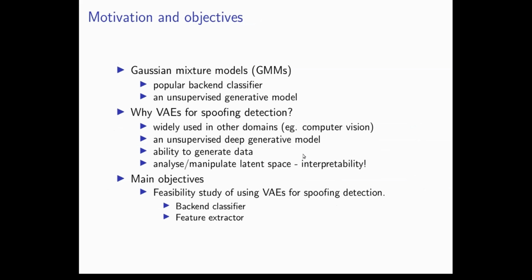The main objective of this work is to perform an initial feasibility study of using variational autoencoders for spoofing detection from two main perspectives. The first one, we explore VAE as a backend classifier. The main reason for this is the popularity of the GMM backend classifier in spoofing detection, which is also a generative model. We also know that variational autoencoders are widely used in other domains, for example, computer vision, so we wanted to perform this initial study on spoofing detection, as VAEs haven't been explored much in this domain. The second category we explore is the use of VAE as a feature extractor.